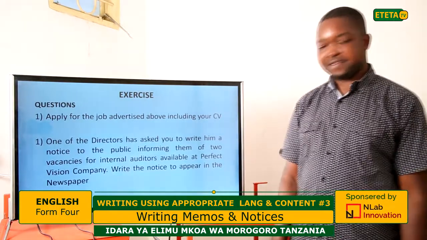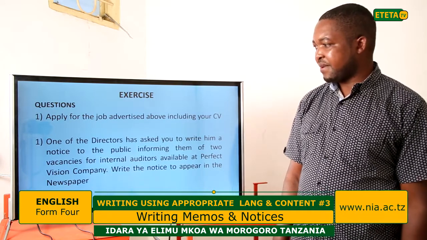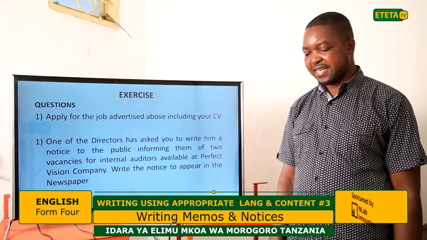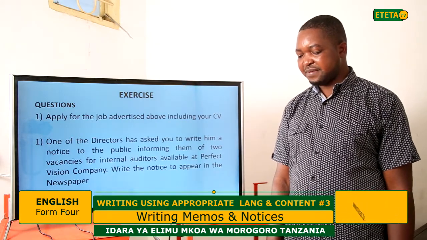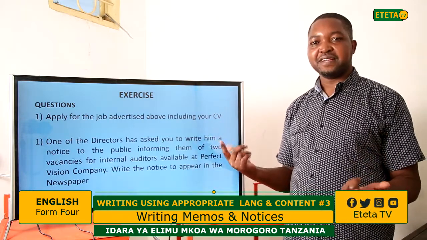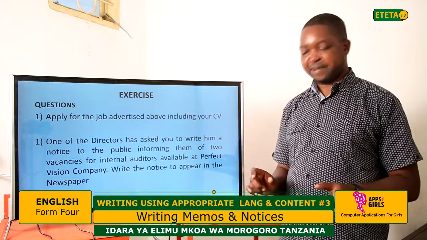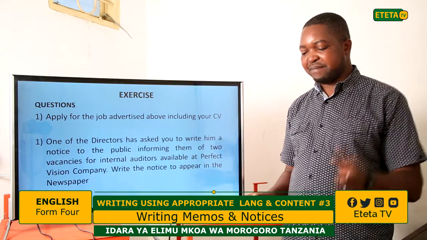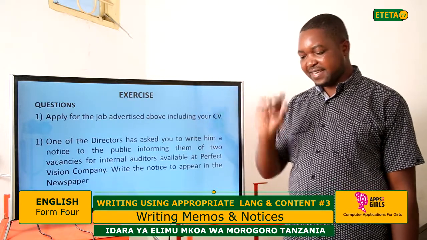So my dear students and other viewers, the second question is that one. You can see it on the screen. One of the directors has asked you to write him a note to the public informing them of 2 vacancies for internal auditors at Perfect Vision Company. Write the notes to appear in the newspaper. So the way you write it is just the same as the way I have shown you, the notes to the newspaper. You have to include all important components of the notes to the newspaper. And you are being asked by the director to write him a note to the public informing them of 2 vacancies. So it is a notice about a vacancy.